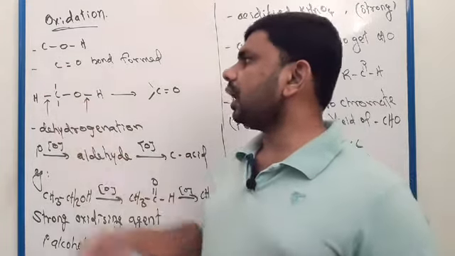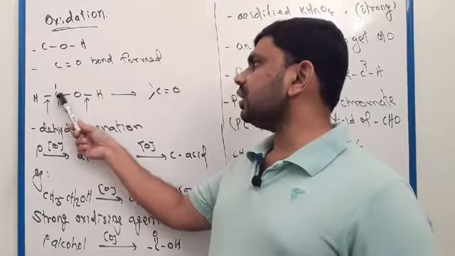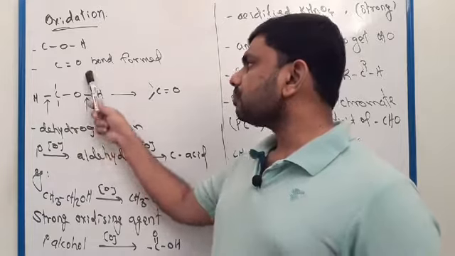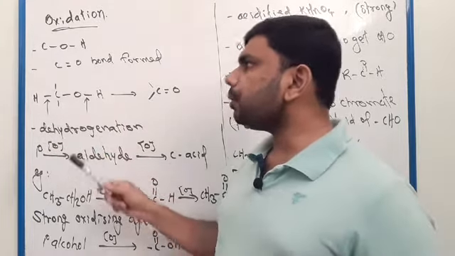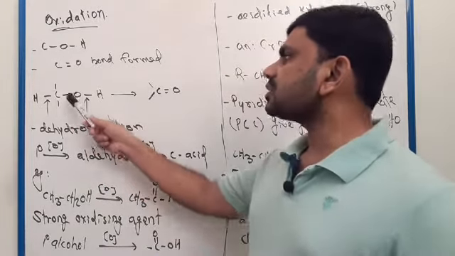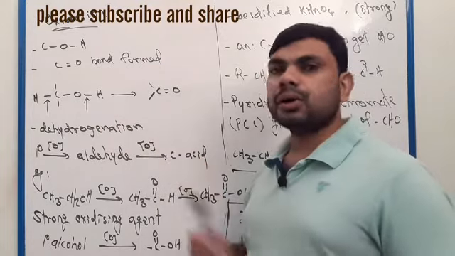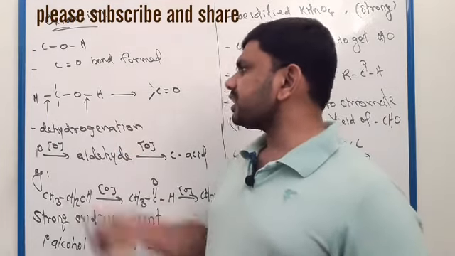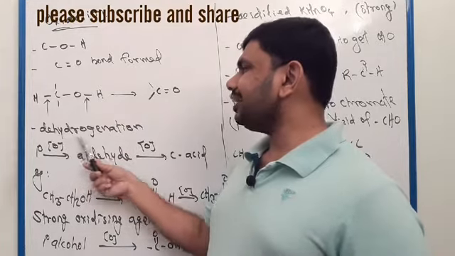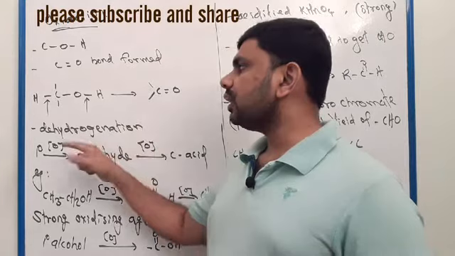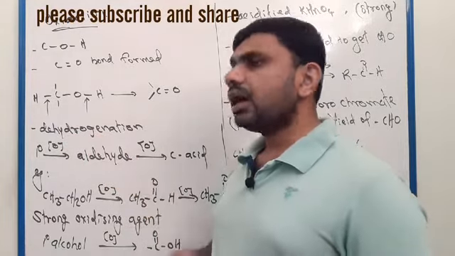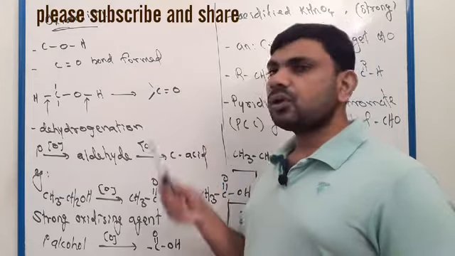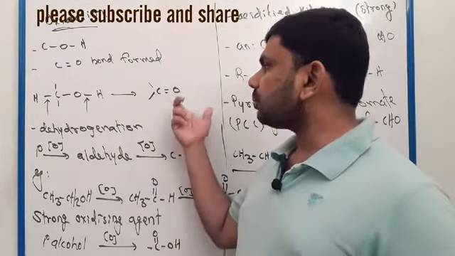So imagine this is one alcohol, CH3OH, methanol. The carbon hydrogen single bond and the oxygen hydrogen single bond will break, and a new bond is formed between carbon and oxygen; the carbon oxygen single bond changes to carbon double bond oxygen. So during oxidation H2 will be removed. Oxidation means dehydrogenation takes place, 2 hydrogen atoms are removed from alcohol, and a new double bond is formed between carbon and oxygen, a carbonyl bond.